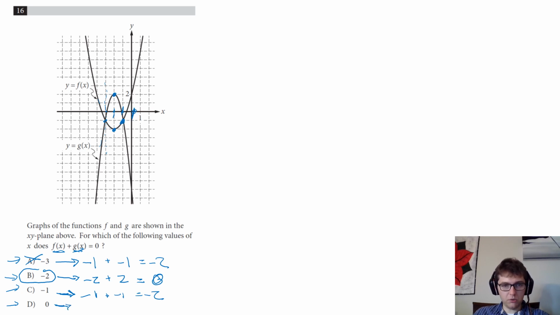So x is equal to 0 right here. f of x is equal to +2. And g of x is equal to, oh boy, it's way down here. So -1, 2, 3, 4, 5, 6, 7, 8, 9, it looks like. -9, a very negative number. That's equal to -7, clearly less than 0. B is your correct answer, x equal to -2.